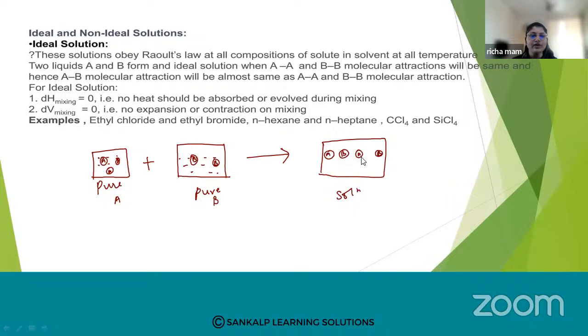Now, when we are talking about an ideal solution, the molecular forces between the atoms in pure A, the AA interactions, and the BB interactions in pure B will be equal to the AB interactions in the solution. This is according to Raoult's law. So Raoult's law states that the AA interaction forces are equal to BB interactions, which is also equal to AB interactions after the solution is formed.